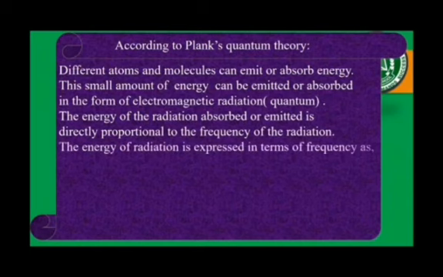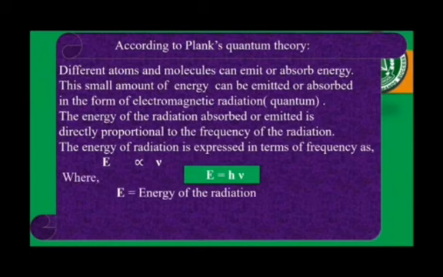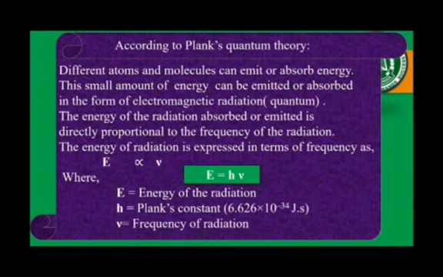So the energy of radiation is expressed in terms of frequency as E directly proportional to frequency, E for the energy, and this ν sign is for the frequency. By removing the sign of proportionality, we get E equals hν. Here h is a constant value. So E is the energy of the radiation, h is Planck's constant with value 6.626 times 10 to the power minus 34 joule second, and ν is the frequency of radiation.